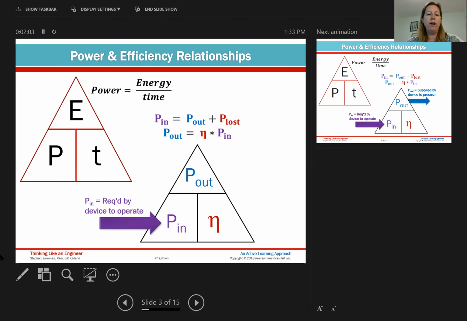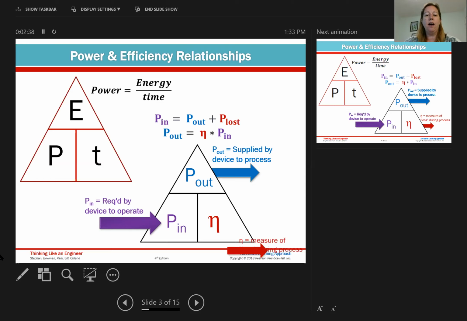So when you have your power in, it's what is required by the device to operate. So usually this is what is required when you plug a device into the wall. How much wattage does it take to power that device from the wall in order for it to operate? And then your power out is what power goes out of the device in order for it to work. So if this is a motor, then your power out is whatever that motor is doing, whether that's lifting something or pushing something, moving something, or creating thermal energy of some kind.